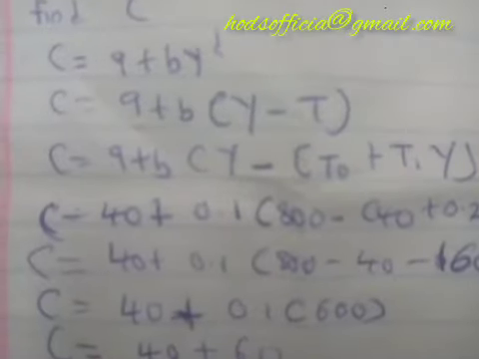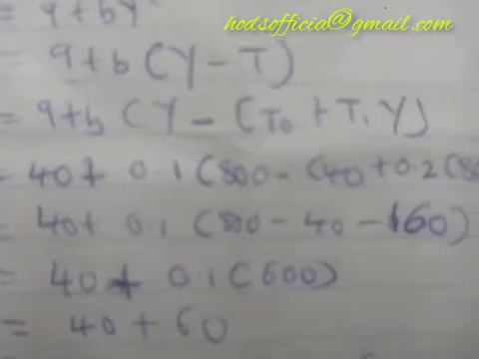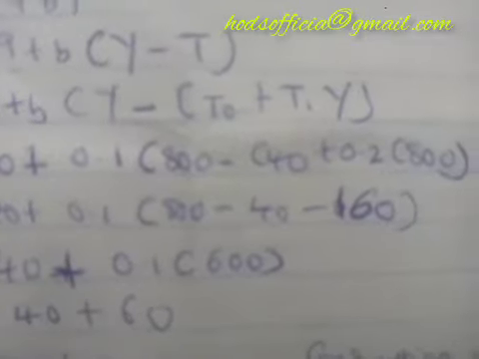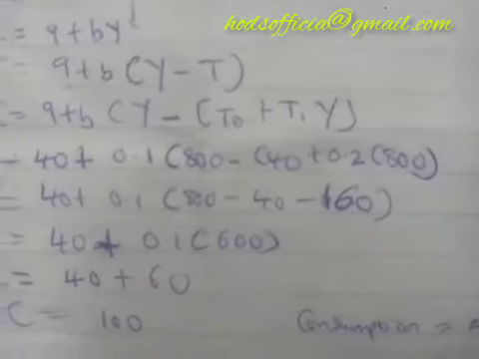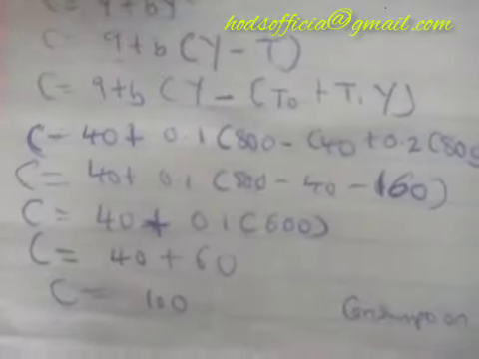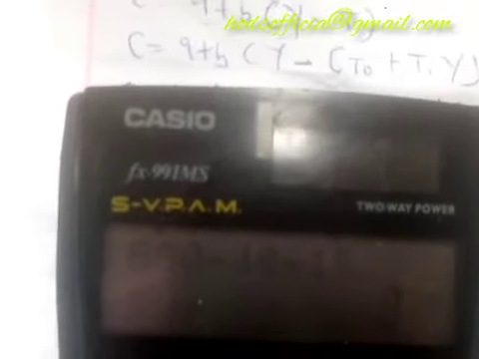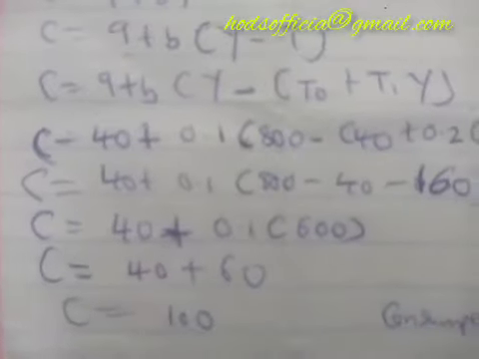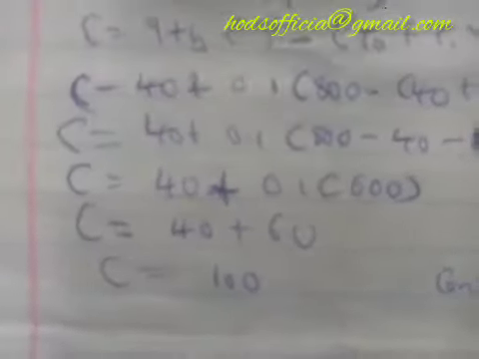Now C is 40 plus 0.1, which is B, times Y, which is 800, minus independent tax 40 plus dependent tax 0.2 times our Y, which is 800. So multiply 0.2 times 800, you have 160. You can use calculator to do that. Now we have 800 minus 40 minus 160, which is equal to 600. Now 40 plus 0.1 times 600. So 0.1 times 600, we're going to have 60. So 40 plus 60 is equal to 100. So our consumption now is equal to 100 naira.